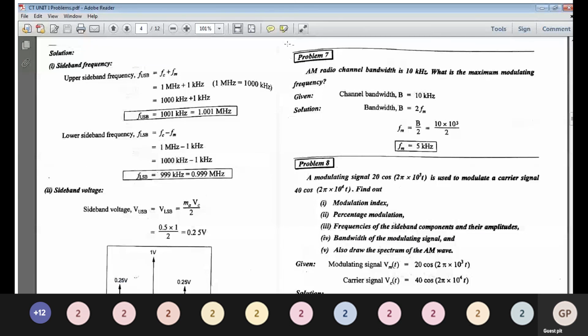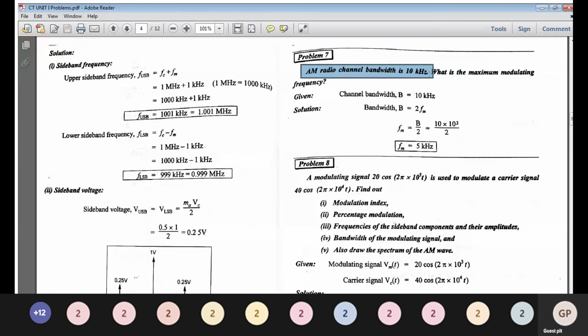Okay, our next problem is the AM radio channel bandwidth. One channel is available there, and the bandwidth is provided. The bandwidth is equal to 10 kilohertz. What is the maximum modulating frequency? For this one, we have to know the formula of the bandwidth. So the bandwidth is equal to 2FM.